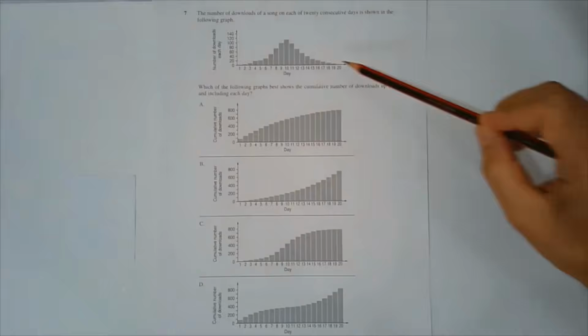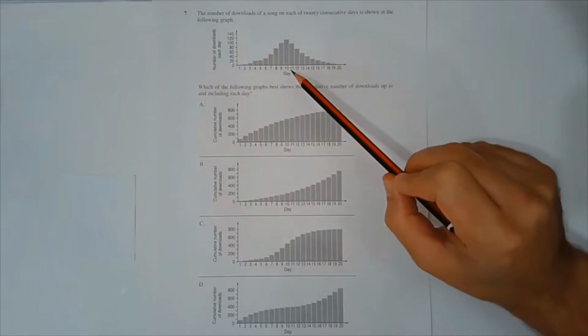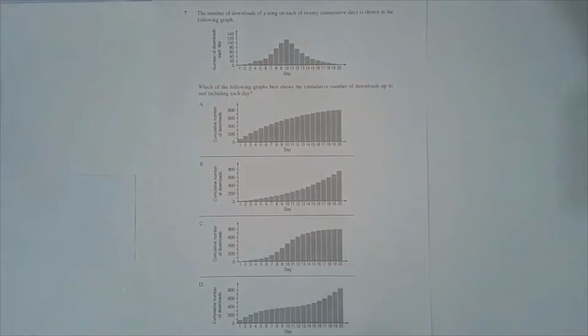Looking at the graph that shows the number of downloads per day, the minimum number of downloads occur at day 1 and day 20, and the maximum number of downloads occur at day 10. So we would expect that in the cumulative frequency graph, the change in height between the consecutive days should be minimal between days 1 and 2 and days 19 and 20, and maximum between days 9, 10 and 11.